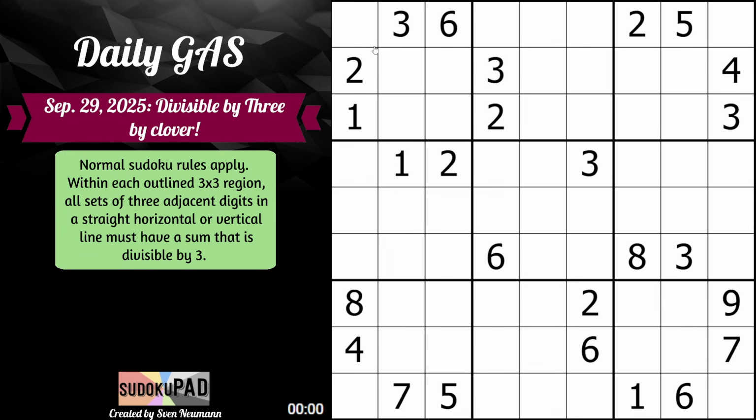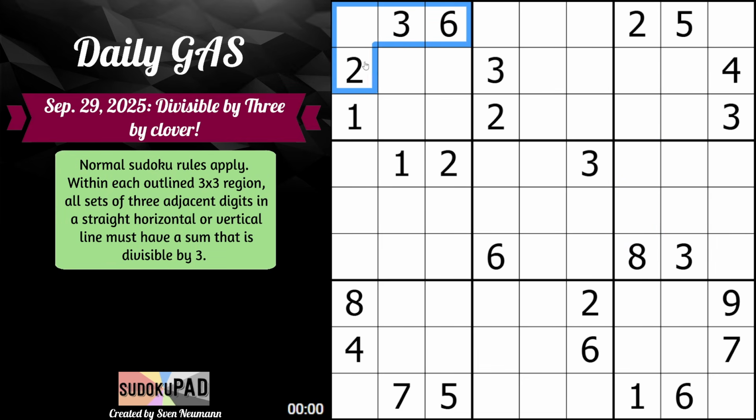Clover gives us a for instance. Row 1, columns 1, 2, and 3 must have a sum that is divisible by 3. So when we sum these digits together, we will get some value, and that value must be evenly divisible by 3. And also, row 4, 5, 6, column 7 over here must be divisible by 3.